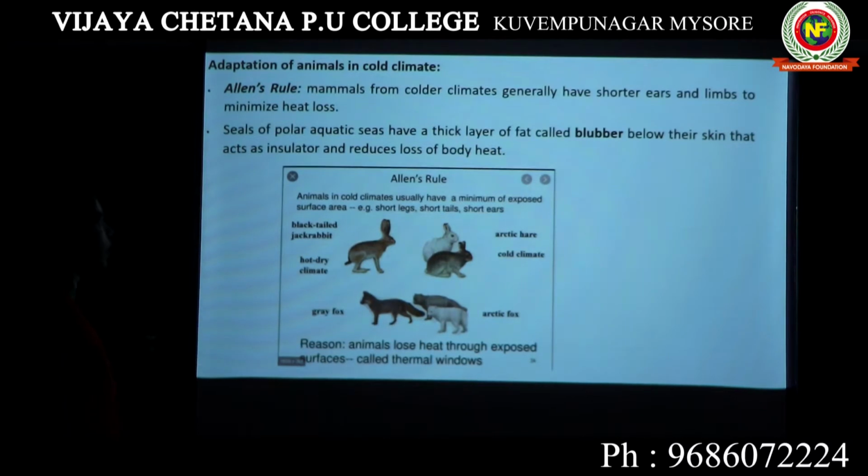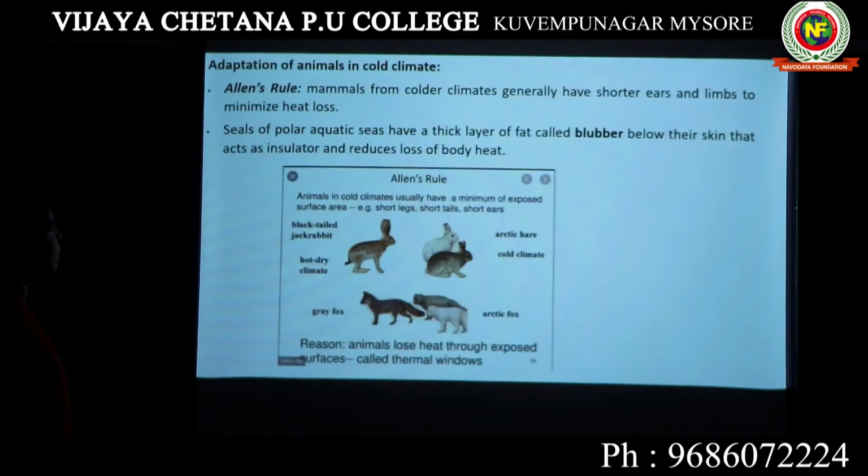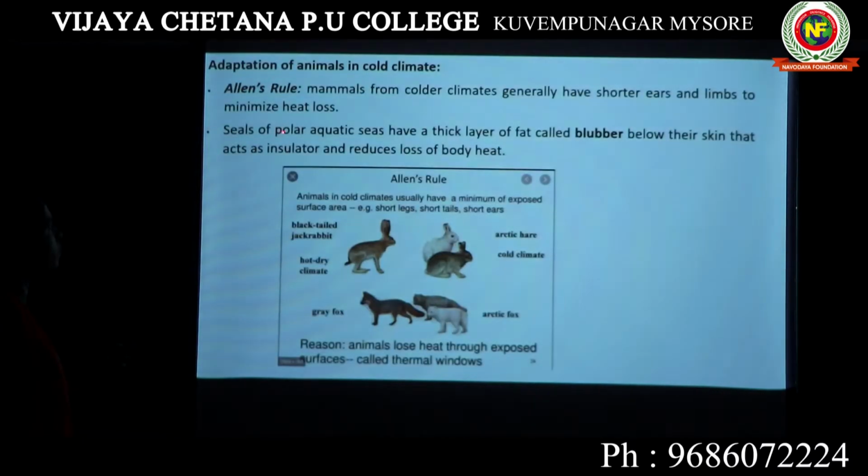However, there is one more adaptation of animals living in colder climate. What is that? If you look at seals which live in polar aquatic seas, this is the organism known as seal. They live in the polar region, especially in the sea, the seas present in the polar region.